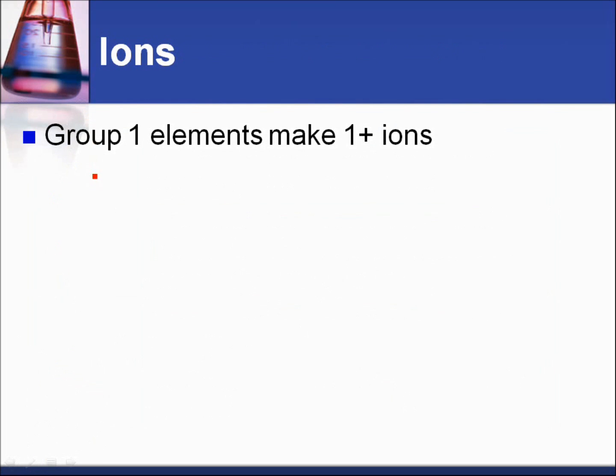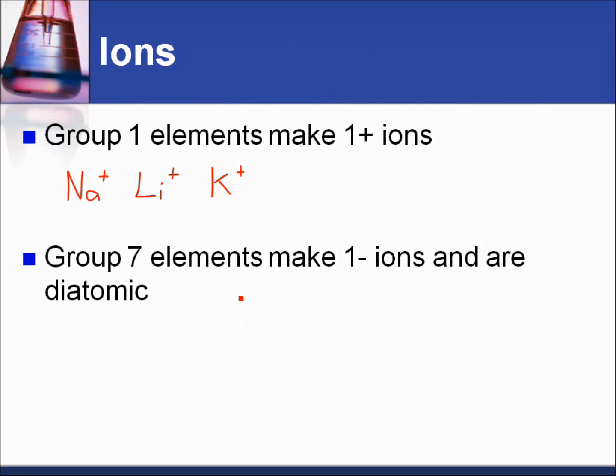Okay, so why don't we start by talking about ions. Group 1 elements make 1+ ions. Examples are sodium, Na+, lithium, Li+, K, K+. Okay, and group 7 elements make 1- ions. The ones that you're going to see are Cl-, Br-, and I-. Now the second point here is that group 7 elements are diatomic, so they exist as pairs of atoms joined together.